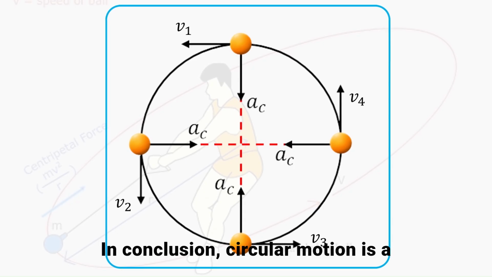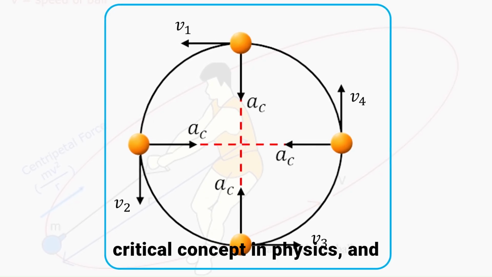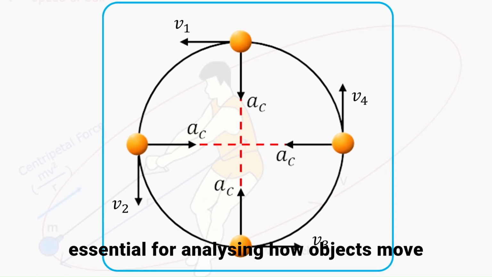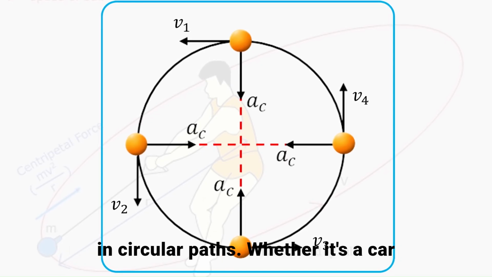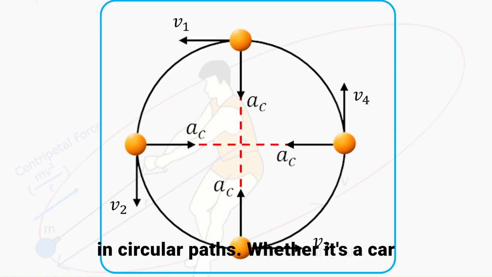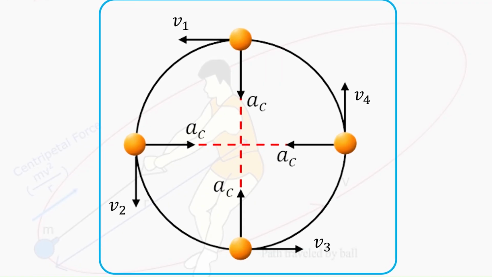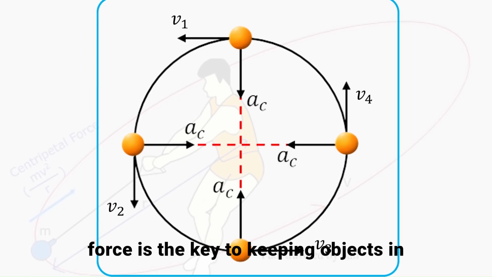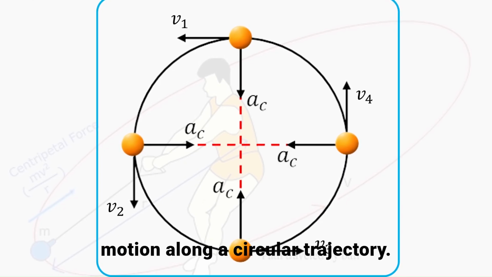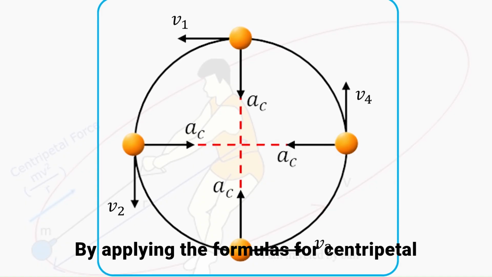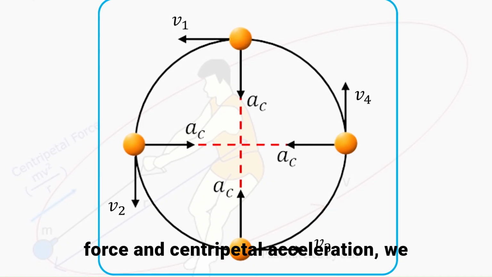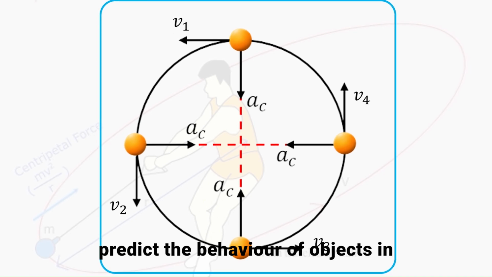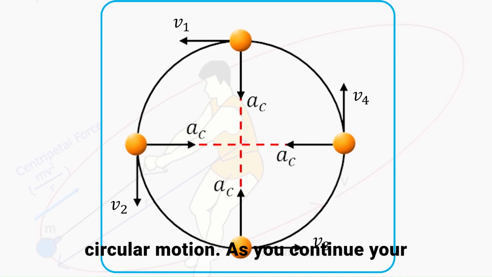In conclusion, circular motion is a critical concept in physics, and understanding centripetal force is essential for analyzing how objects move in circular paths. Whether it's a car on a curve, the Earth orbiting the Sun, or a satellite in space, centripetal force is the key to keeping objects in motion along a circular trajectory. By applying the formulas for centripetal force and centripetal acceleration, we can calculate the forces involved and predict the behavior of objects in circular motion.